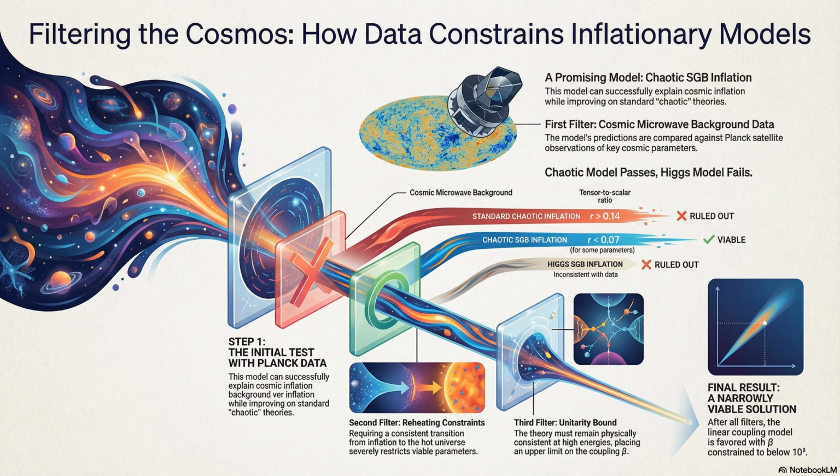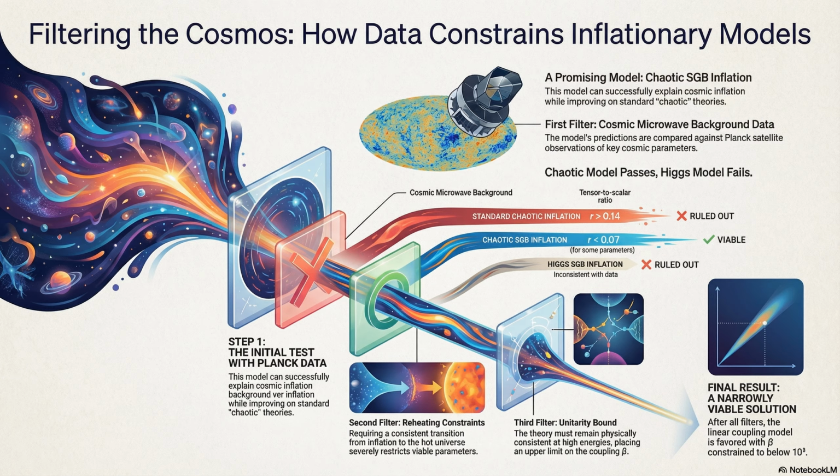Stage 1, inflation and the PLANCK data. So the paper looks at 2 classic potentials for the inflaton. The first is what we call chaotic inflation, where the potential is like a simple parabola. The simplest model, but one that has some known issues with the data. Exactly. And the second is Higgs inflation, which, as the name suggests, has a potential that's a bit flatter, sort of mimicking the Higgs field.